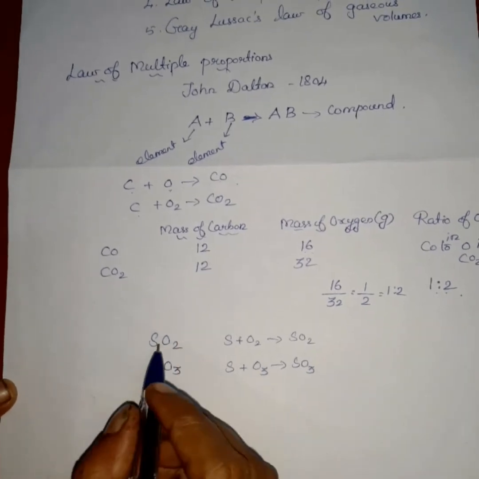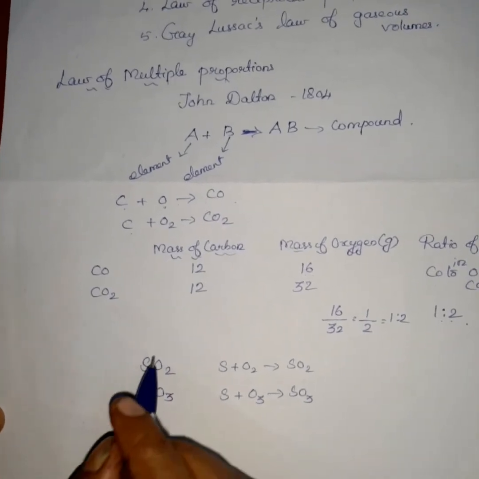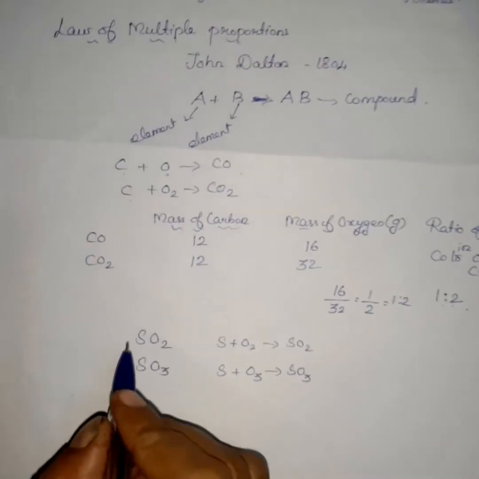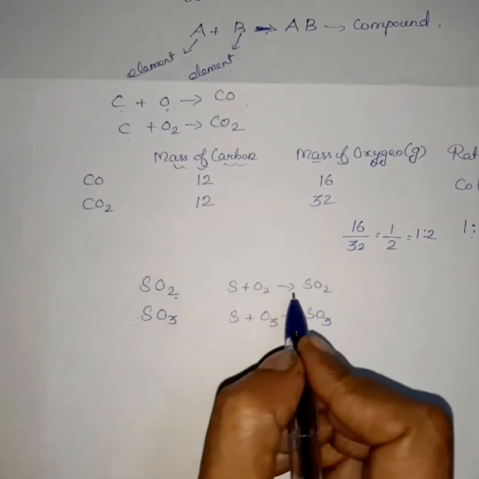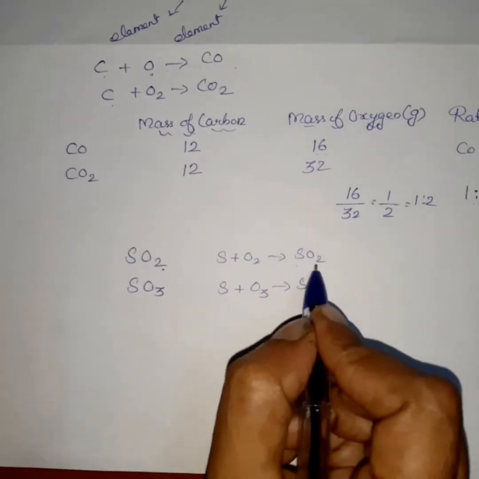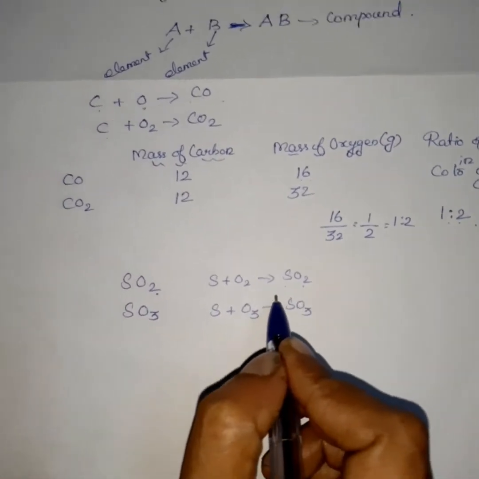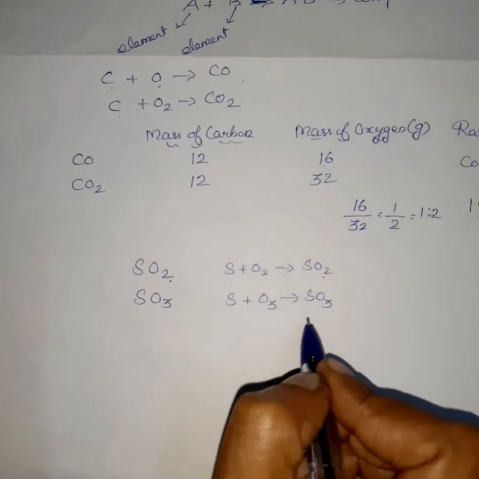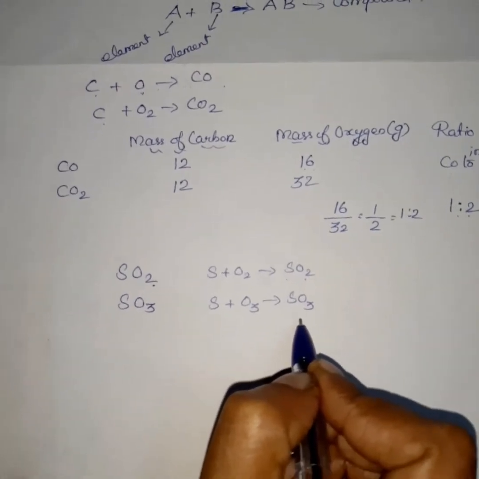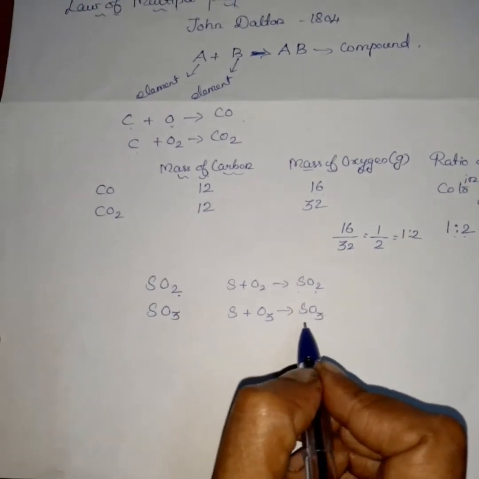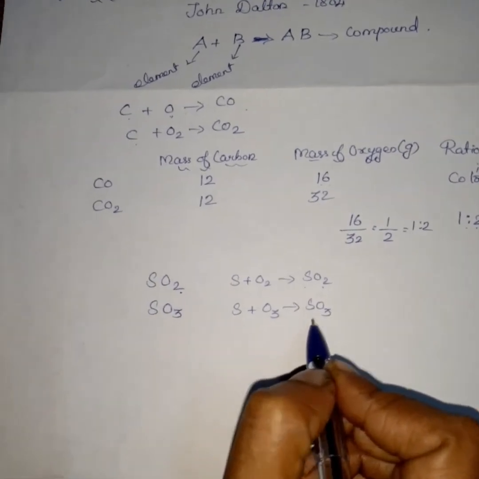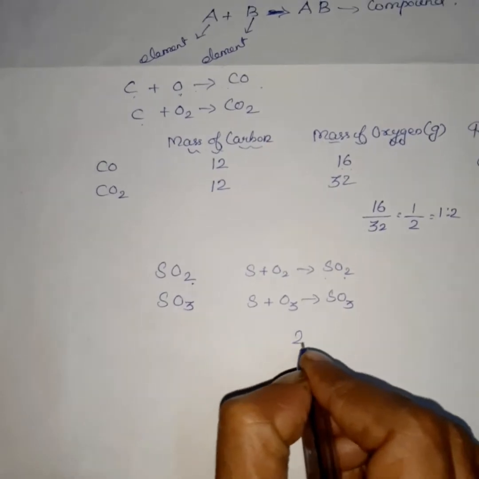Okay. Next one, another example. Sulfur combines with oxygen to form sulfur dioxide or sulfur trioxide. Sulfur dioxide and sulfur trioxide. So the ratio of the mass of oxygen in sulfur dioxide and sulfur trioxide, for a fixed mass of sulfur, is 2 is to 3.